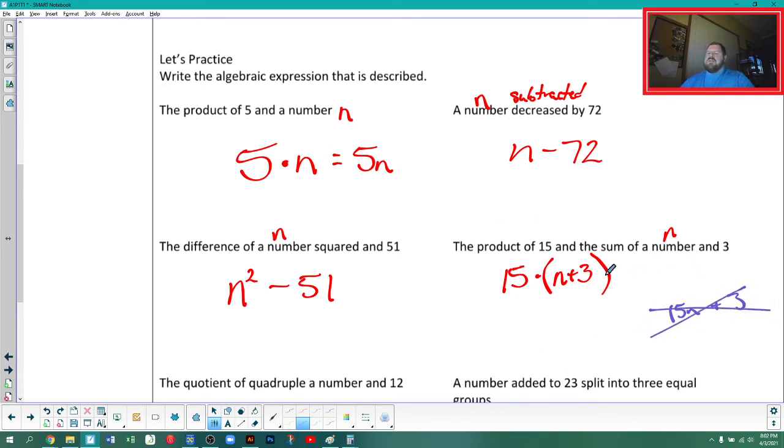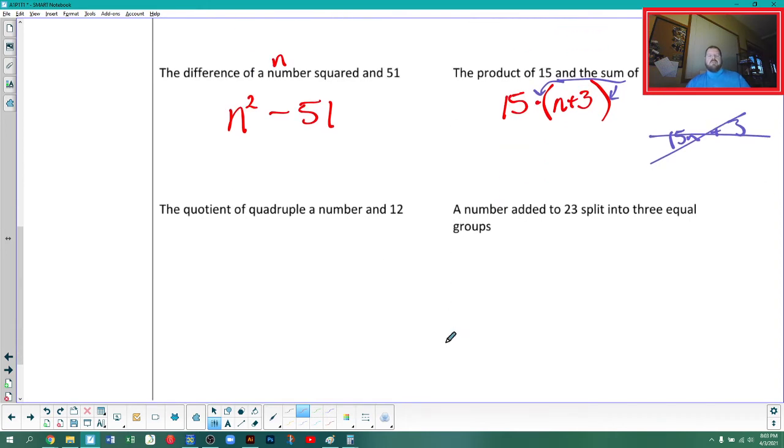The way this is written, it's saying the product of 15 and that sum. So, the sum gives me these parentheses first. Another way to cue in parentheses that is pretty common is to say the quantity of, meaning you're going to figure out that quantity first and then do something else with it. Okay, that's involved, but that's okay.